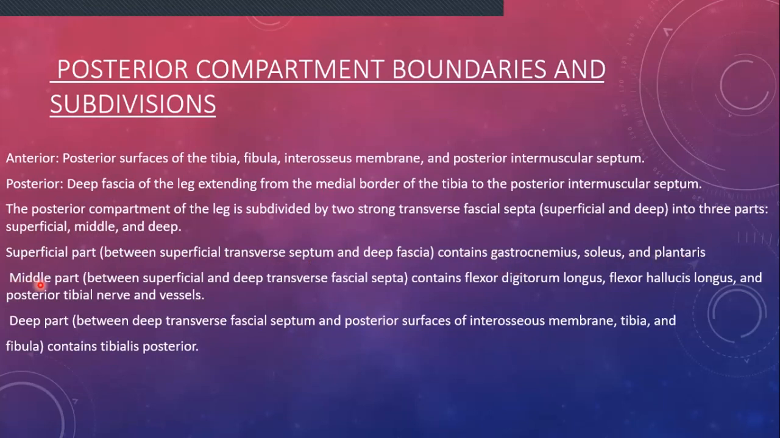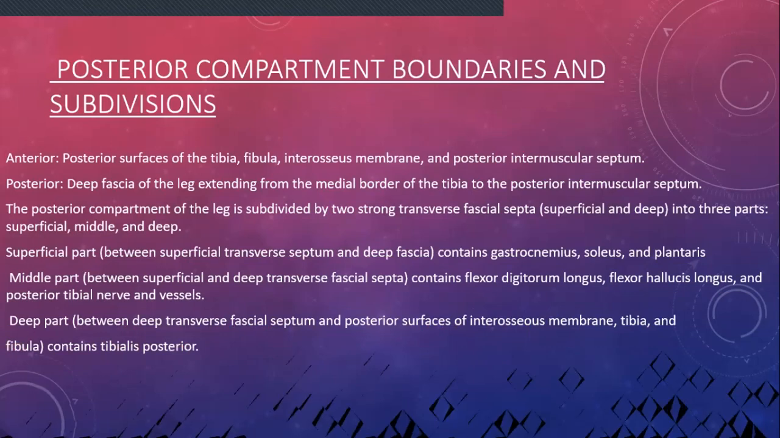The middle subdivision, which is found between the superficial and the deep transverse fascial septa, will have your flexor digitorum longus medially and flexor hallucis longus laterally, and the posterior tibial nerve and vessels between the 2 muscles. Then the deep subdivision, which is found between the deep transverse fascial septum and the posterior surface of interosseous membrane, tibia, and fibula, will contain only 1 muscle, the tibialis posterior. Let me show you that in a diagram.